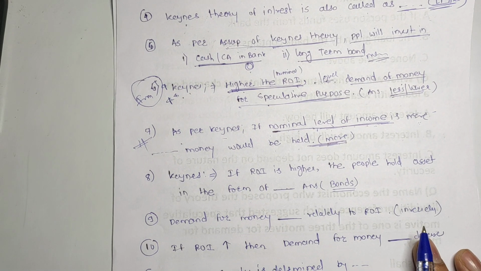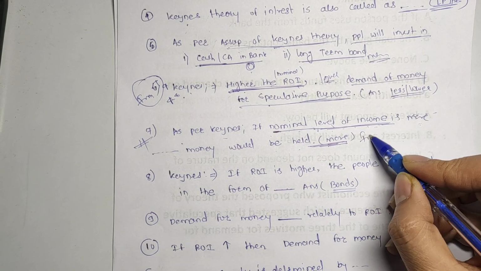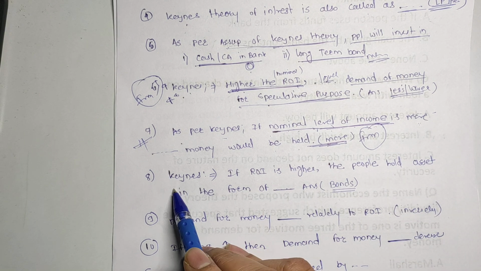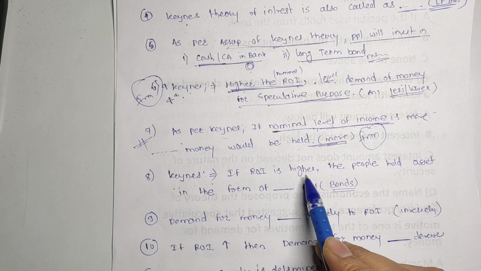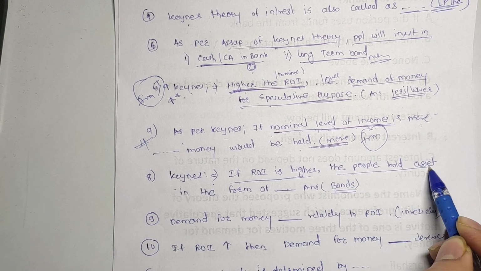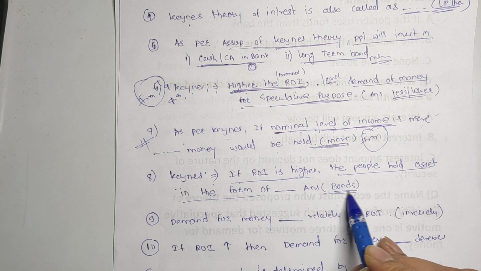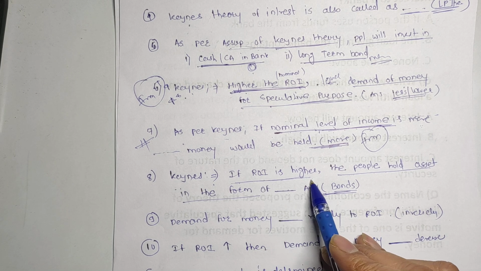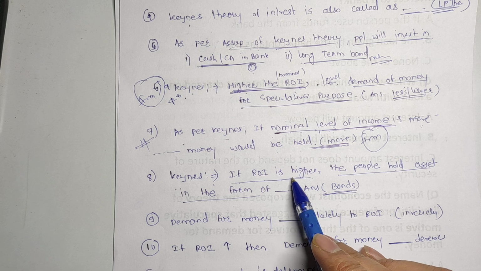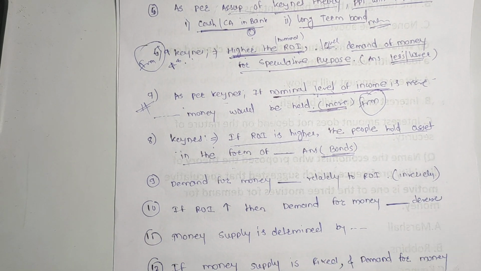Okay, next, this is also very important, friends. Each bit from that slide is important. According to Keynes, if the rate of interest is higher, people will hold assets in the form of dash. Simple: if the rate of interest is higher, people will hold assets in the form of bonds to earn more returns.